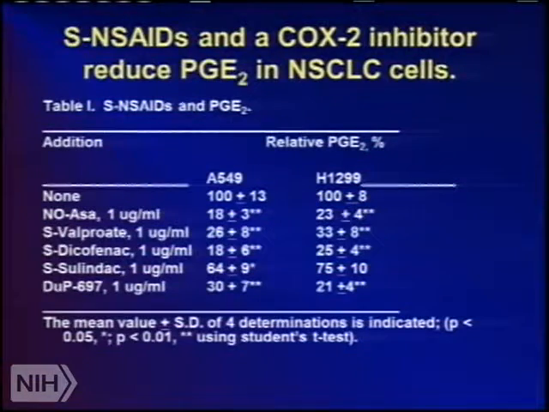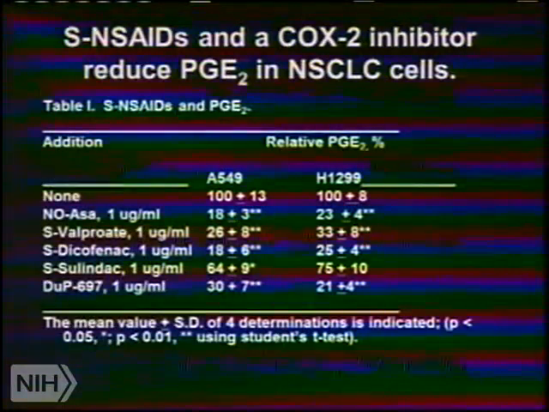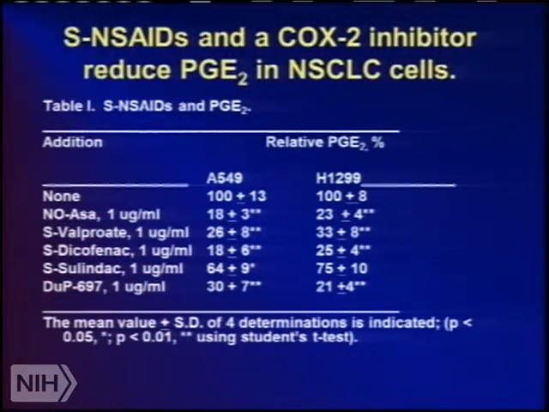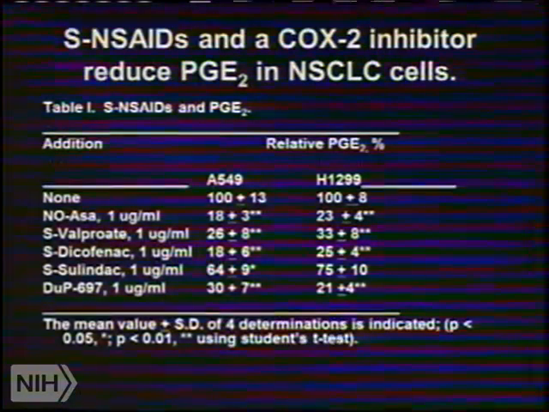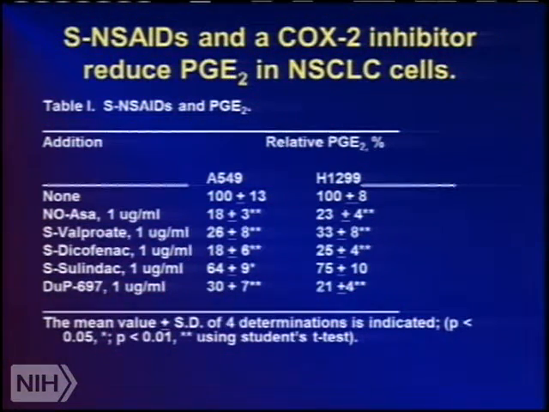Then in the 2010s, we started developing additional drugs besides celecoxib. Here we have a series of nitric oxide aspirin, which you see is quite good at reducing PGE2 levels. We got some compounds from Italy: S-valproate, L-diclofenac, S-sulindac. The valproate and diclofenac were very good at reducing PGE2 levels. And this is another COX-2 inhibitor, DUP-697. It's very good at reducing PGE2 levels.